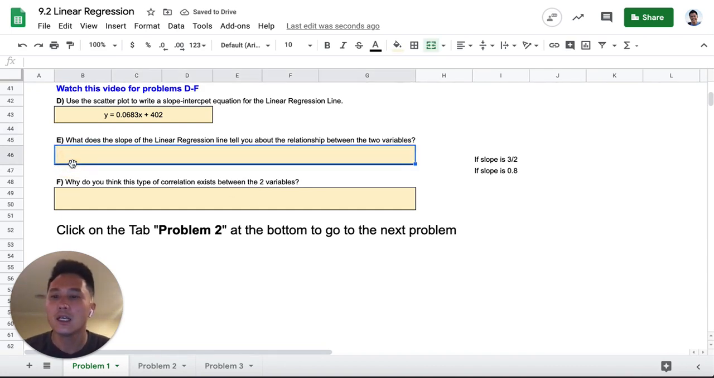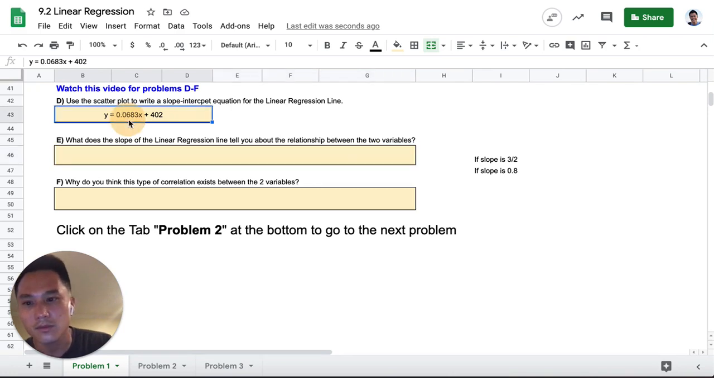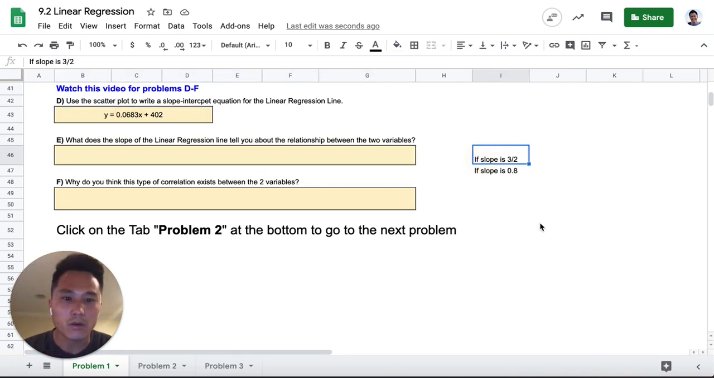Part E is asking us, what does the slope of the linear regression line tell us about the relationship between the two variables? Let's do a quick review about slope. And let's just look at these two examples that I have on the right here.